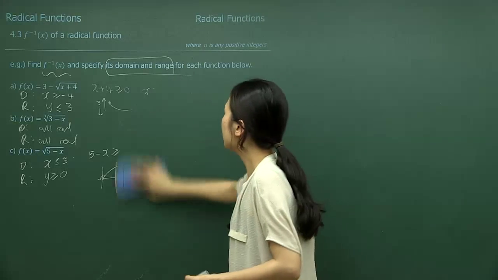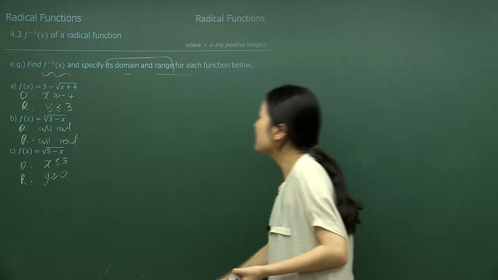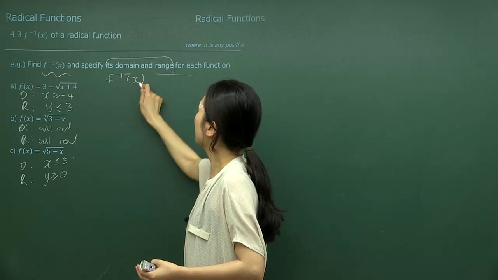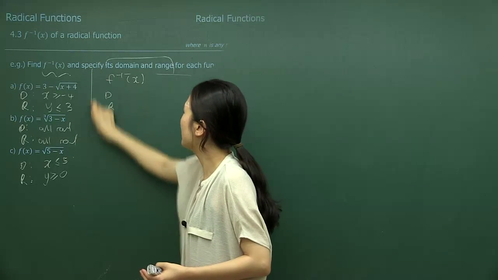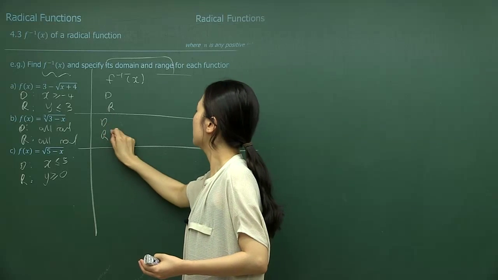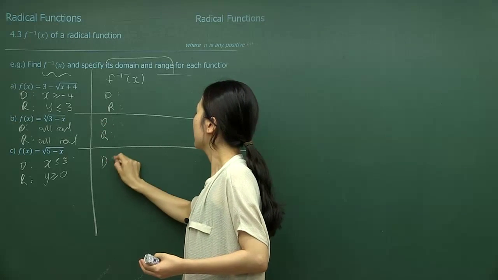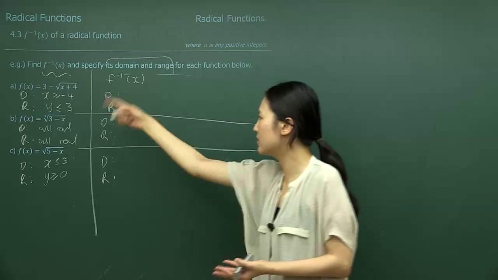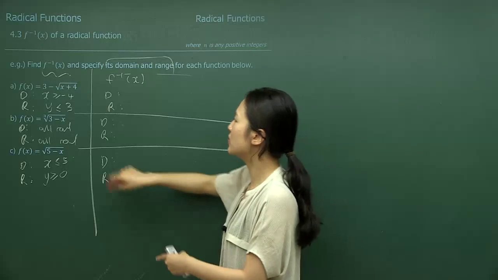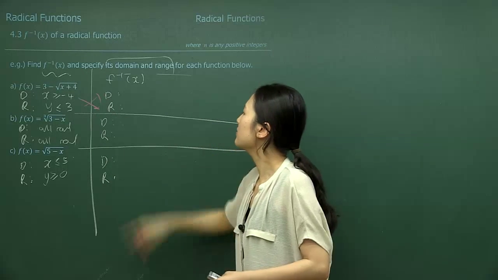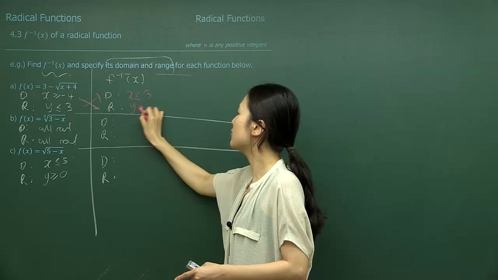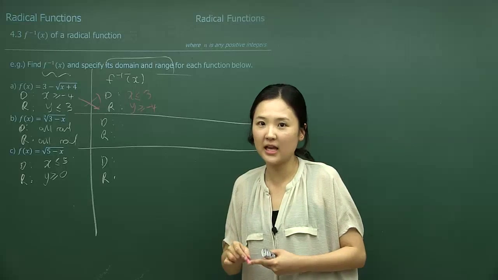Now, let's look for the inverse function and its domain and range, and let's look for the expression as well. Since we got the domain and the range already, shall we look for those first? Remember the rules? Swap them around. So here, the domain should be less than or equal to 3, and the range should be greater than or equal to negative 4.